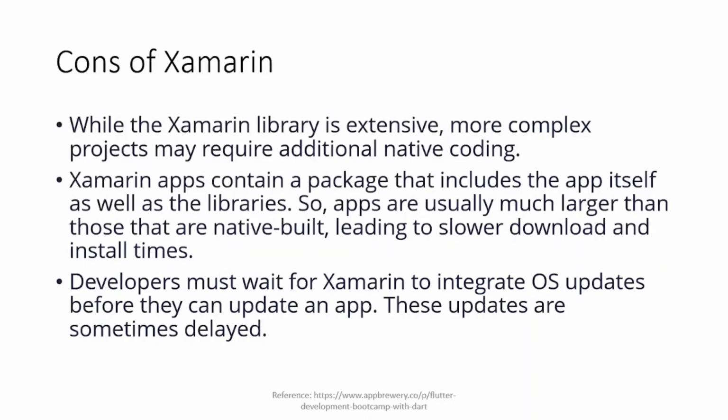But there are cons of Xamarin as well. While the Xamarin library is extensive, more complex projects may require additional native coding. Xamarin apps contain a package that includes the app itself as well as the libraries, so apps are usually much larger than those that are natively built, leading to slower downloads and install times. Developers must wait for Xamarin to integrate OS updates before they can update an app. These updates are sometimes delayed.